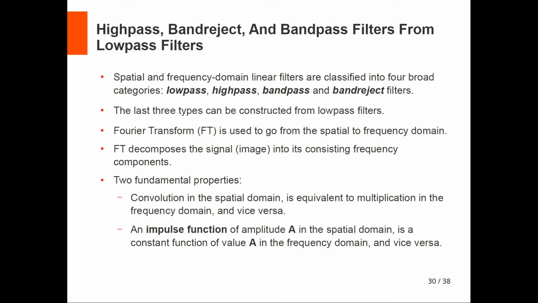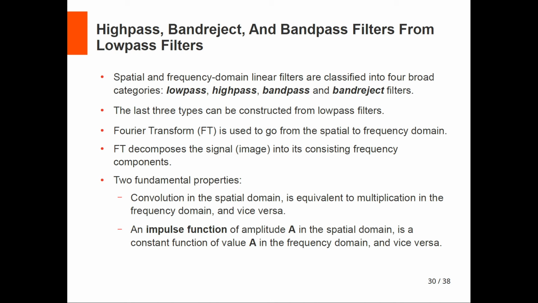Convolution in the spatial domain is equivalent to multiplication in the frequency domain and vice versa. That means that if we have the convolution of 2 signals in the spatial domain, in the frequency domain, that is equivalent to multiplying these 2 signals, more specifically multiplying their Fourier transform. On the other hand, if we have convolution of the 2 Fourier domain signals, it is equivalent to multiplication of them in the spatial domain.